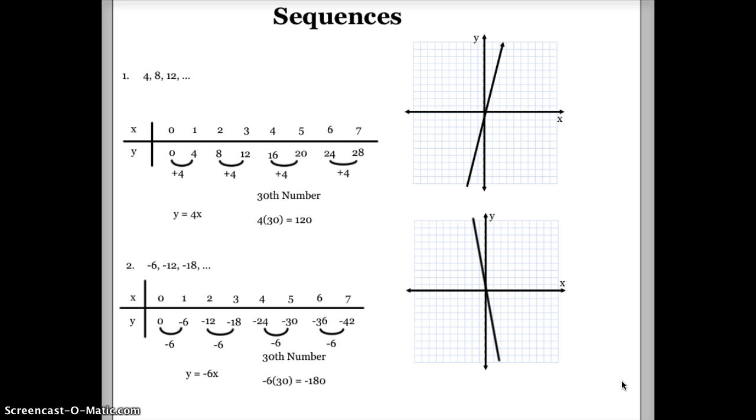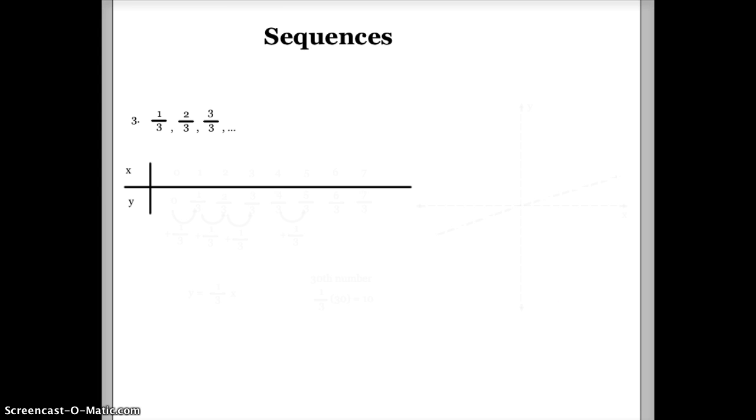Now I have one more example to do, and then I'm going to have you work on the worksheet that you'll have today. So I'm going to go to the next page. Whoops, I've got to get it so it fits the screen.